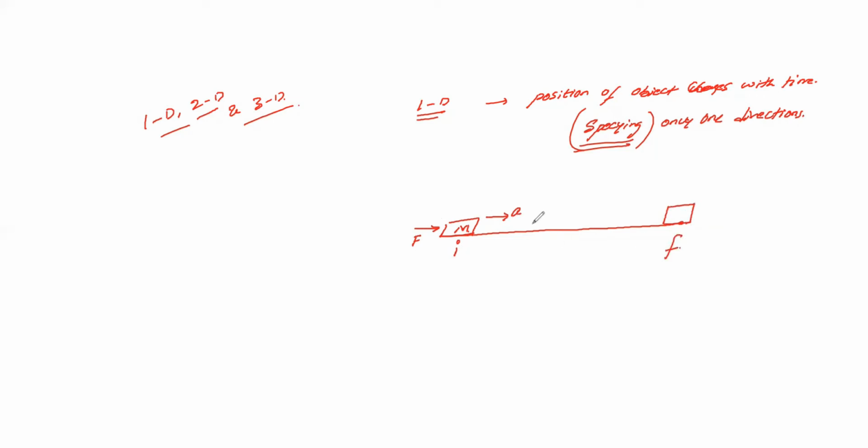In between, assume there are two different points. I'll take this one as point P1 and this one as point P2. Just remember, the object is moving in only one direction. If you want to find the distance covered from one point to the other, that is your distance. I'll take this one as x1, and from the initial point to the P2 point, this is your second distance.